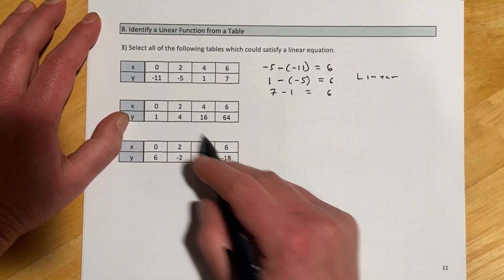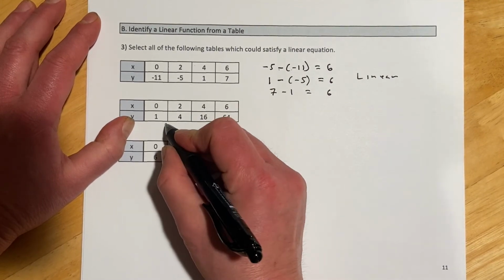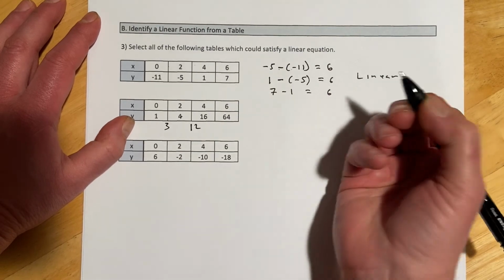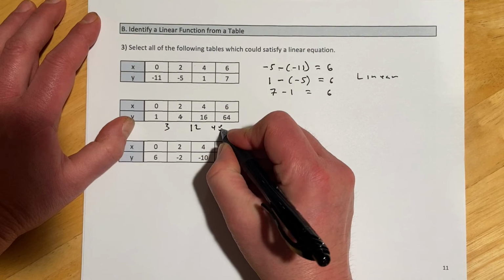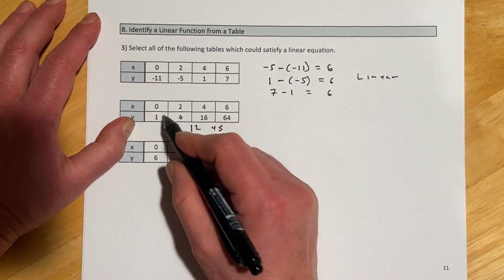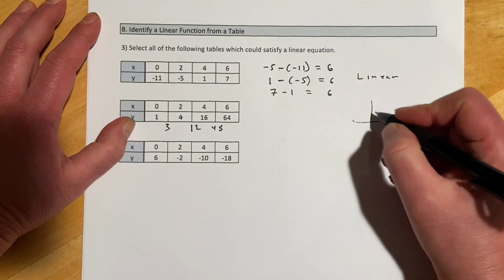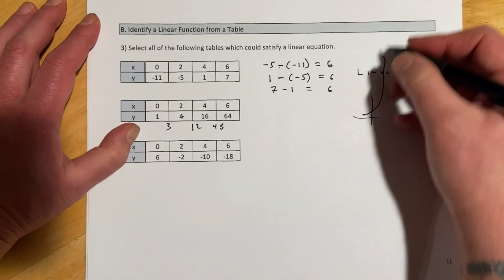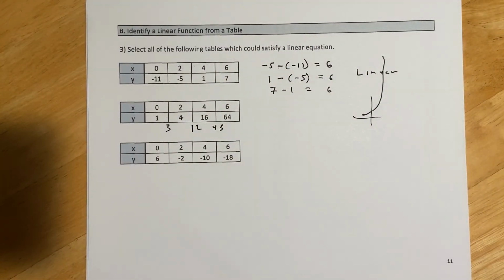This next one, again, they're all even intervals of x. So here we'd have 4 minus 1 would be 3, 16 minus 4, you can already see that's not going to work, is 12, and then whatever that is, I think 48. So the space between each point is increasing. If we were to graph this, it would be some kind of curve where it's growing faster and faster between each successive x.